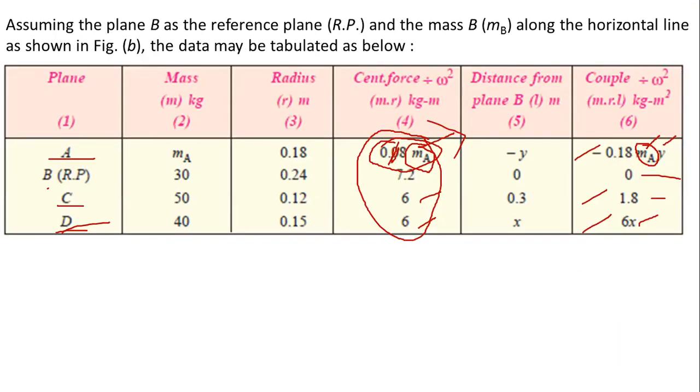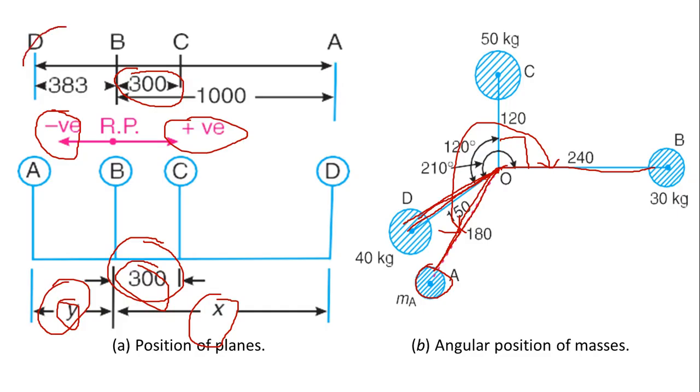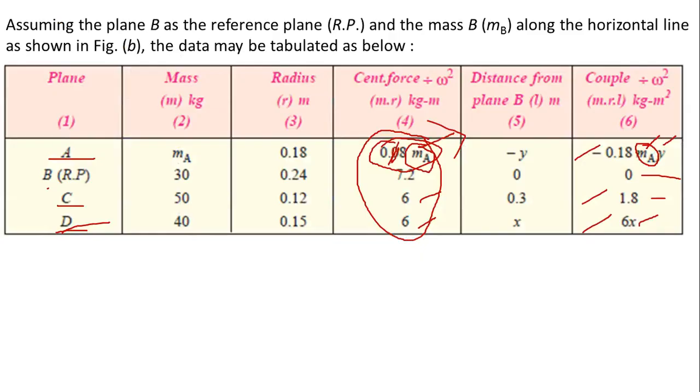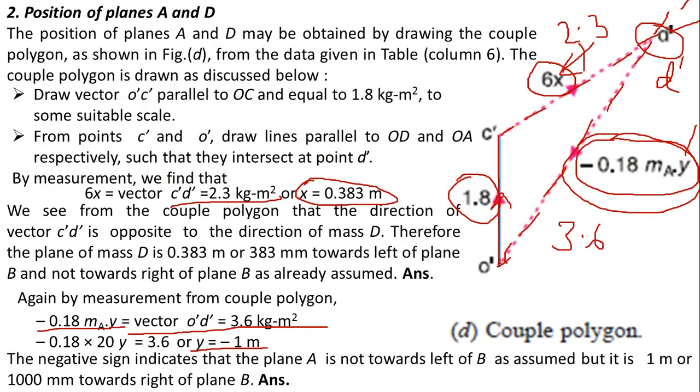Okay, so the same distance you can measure over here, that is, this becomes 383 and this becomes 1000. So in the form of meters you get 0.383. So it is nothing but 1000 mm towards the right of the plane B.